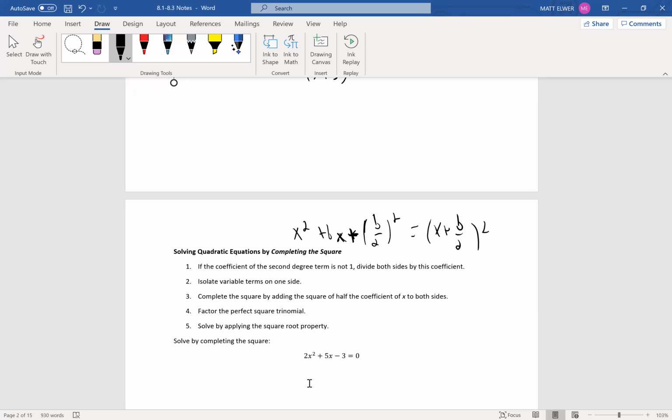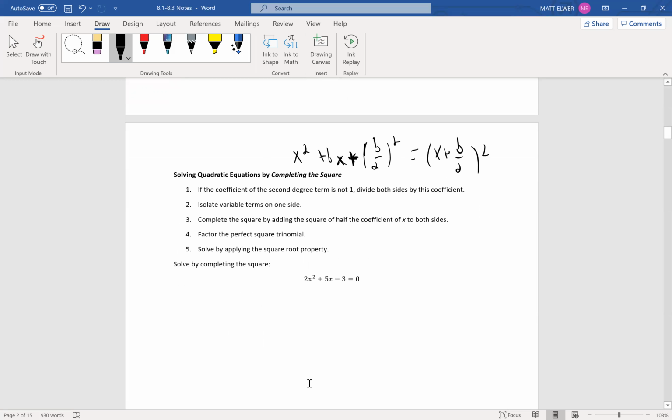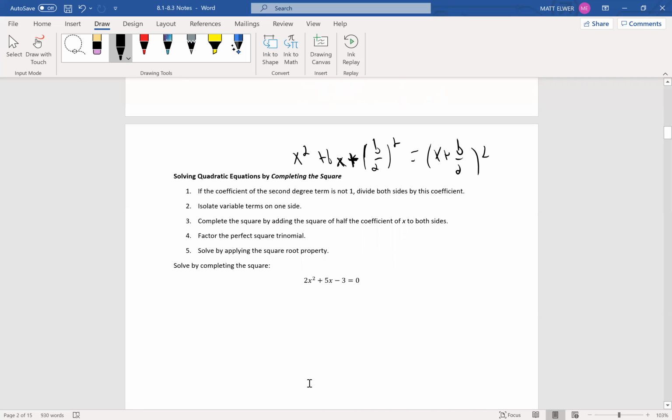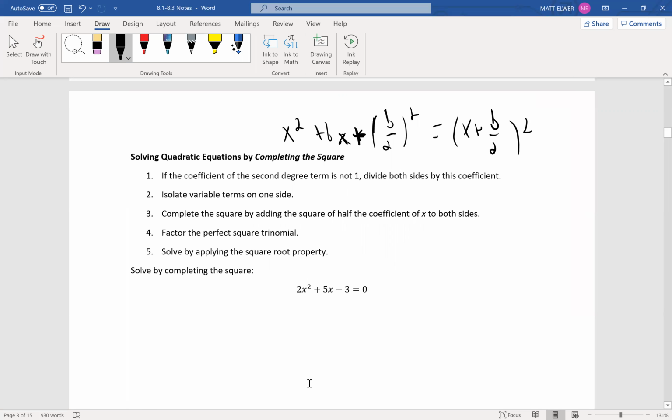Okay, so what we're going to look at is this one down here. It says solve by completing the square. The very first thing we have to do is make sure that our coefficient of the second degree term is 1. Notice that we have a 5 here in front of our x for the first one, so that's satisfied. But the second degree term doesn't have a coefficient of 1; it has a coefficient of 2. So we're going to divide both sides by that number so we have a coefficient of 1. I'm going to divide everything by 2.